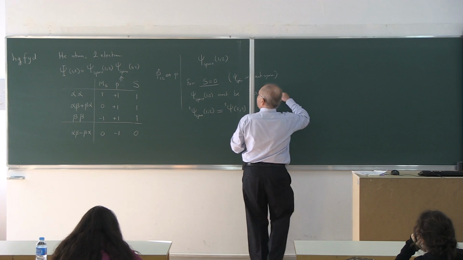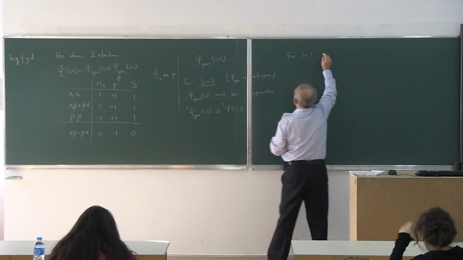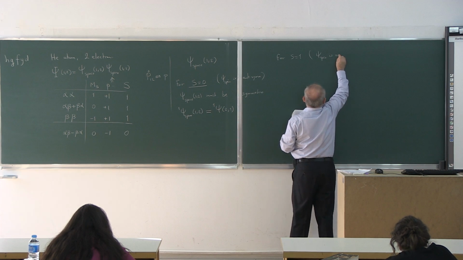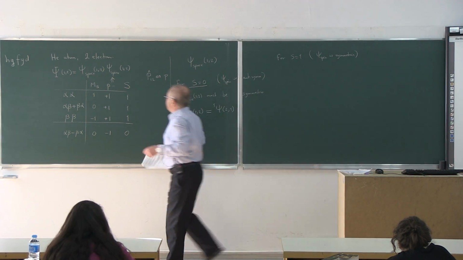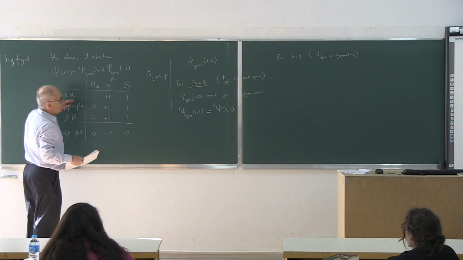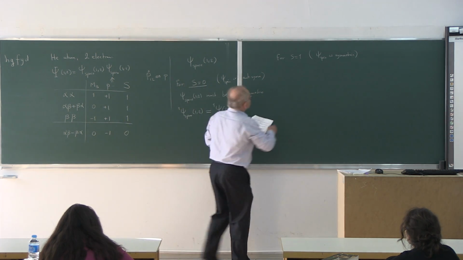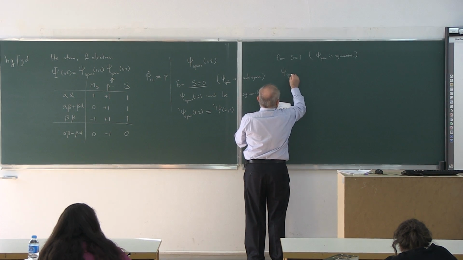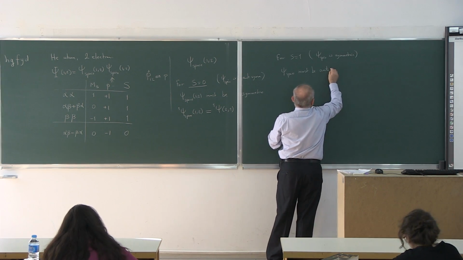Now, on the other hand, for S equals 1, in this case, psi spin is symmetric, and any one of these 3 spin functions may be used. These are all symmetric. The space part, psi space, must be antisymmetric.